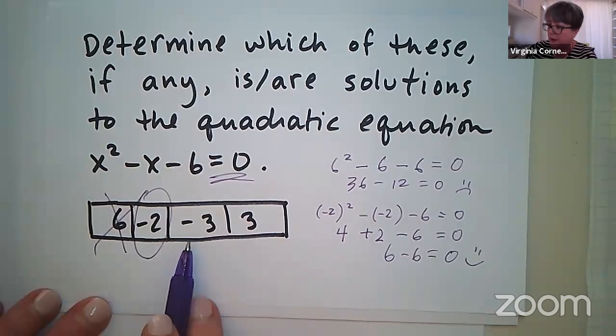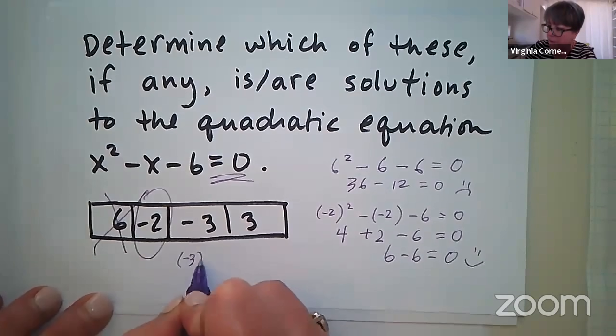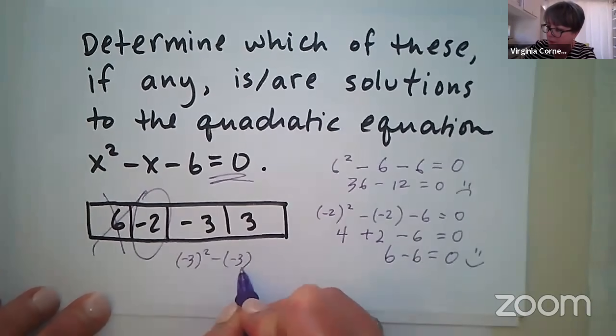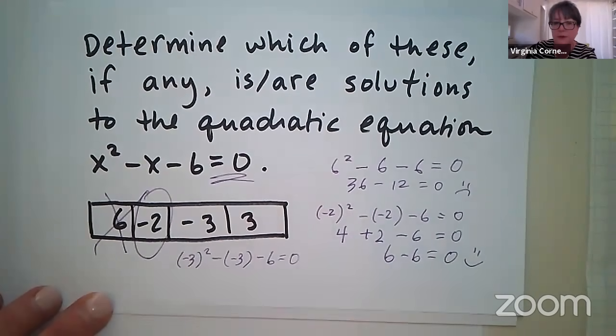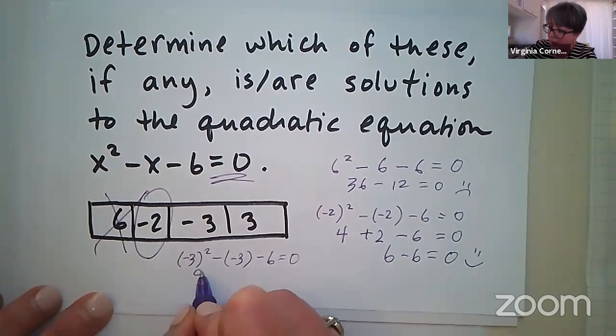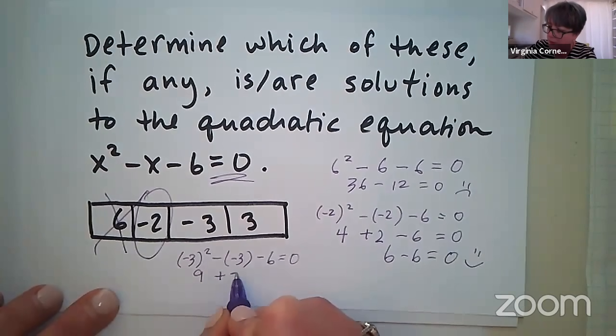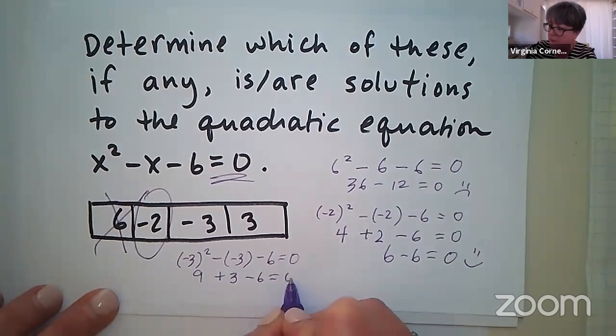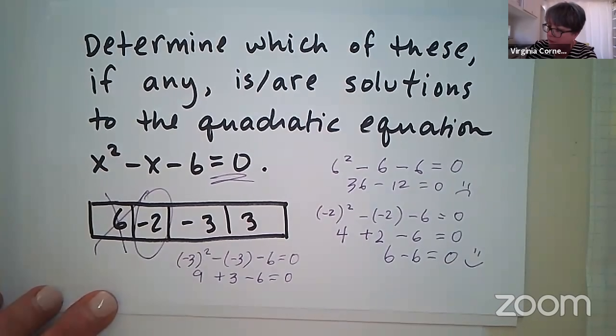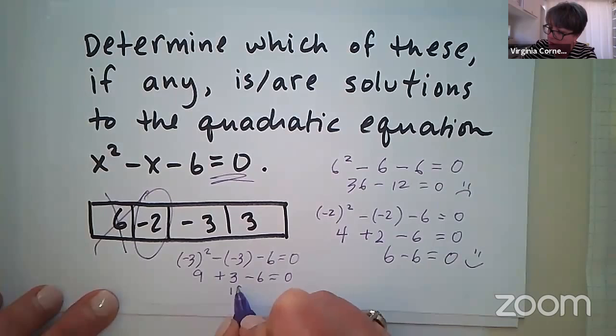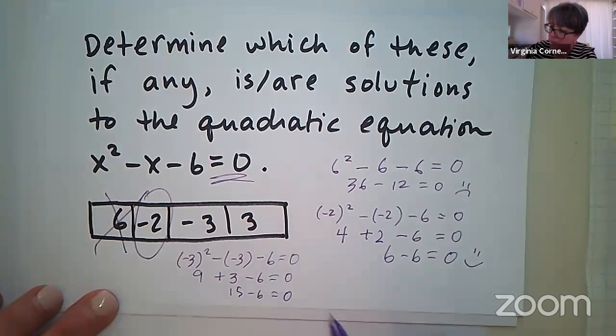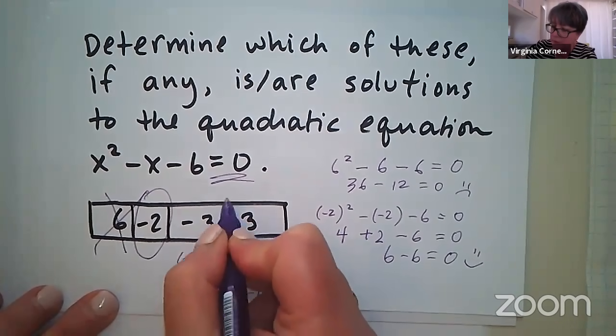For -3, let's check if that works. -3 squared minus -3, and then minus 6 equals 0. So 9 plus 3 minus 6. Mark, make sure to shout at me if I'm wrong. This is looking like 15 minus 6, which is not 0. So that one didn't work.